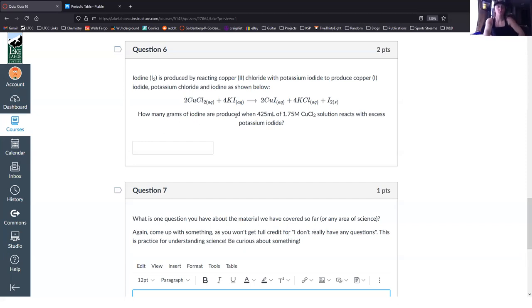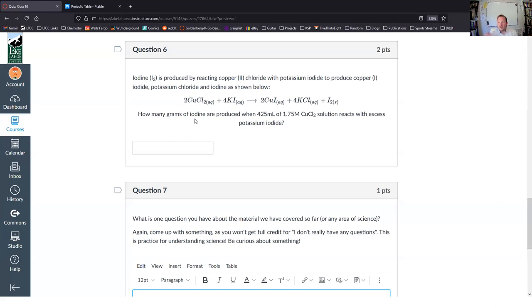I have a question as well. Is this asking us the actual yield, or does this have nothing to do with that? So technically, this is iodine. So I guess to make it more clear, I could have written it as what is the theoretical yield of iodine? Because you don't have enough tools to be able to get to the actual yield.